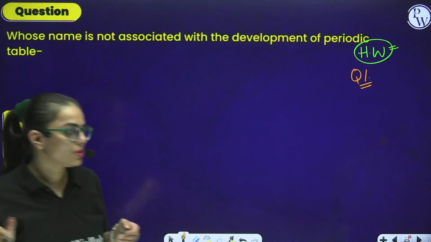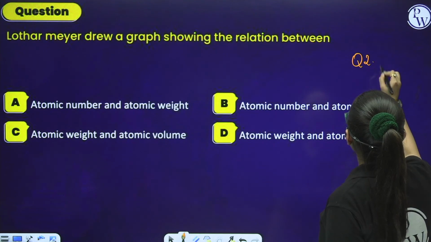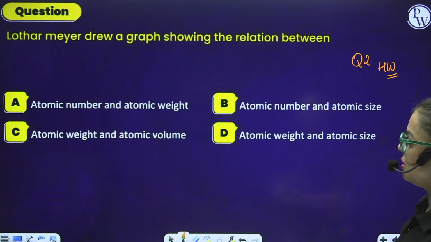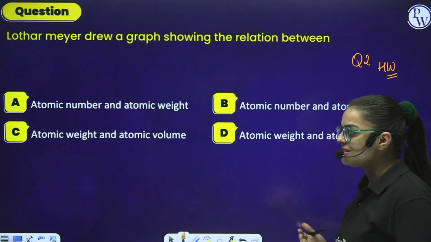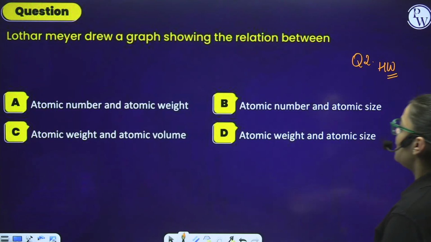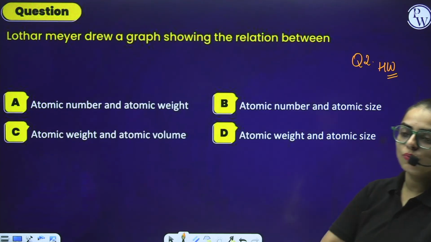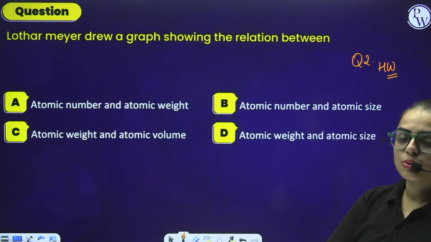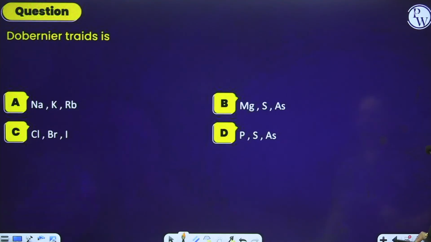Now comes your next homework question, question number 2. Let me read it for you all. Lothar Meyer drew a graph showing the relation between A, atomic number and atomic weight, B, atomic number and atomic size, C, atomic weight and atomic volume, while D, atomic weight and atomic size. Clear, students? So this is your second homework question. Everybody please either take a screenshot or write the answer in the comment section. Done? That's great. Let us see the next question.